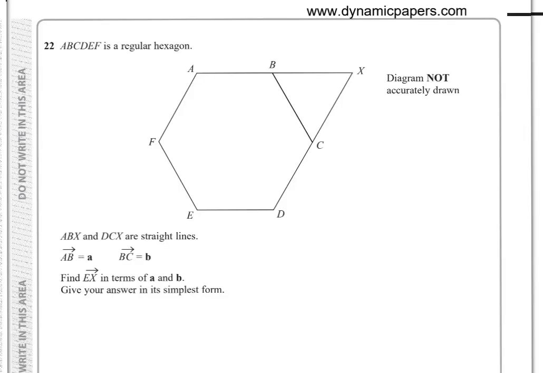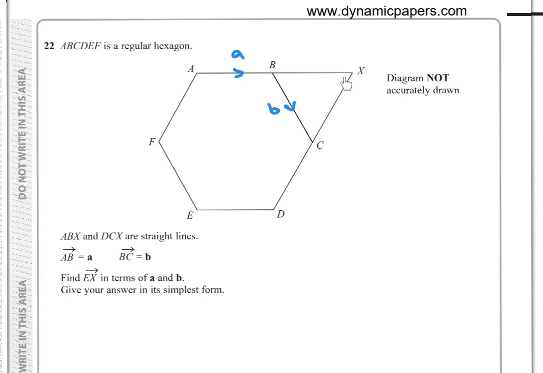22. ABCDEF is a regular hexagon. ABX and DCX are straight lines. Vector AB is a, so this is a. Vector BC is b, so b. Find EX in terms of a and b.